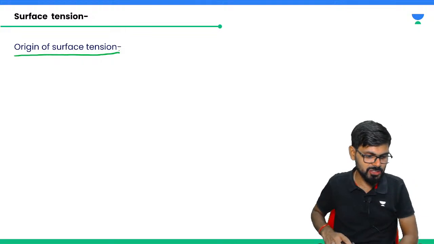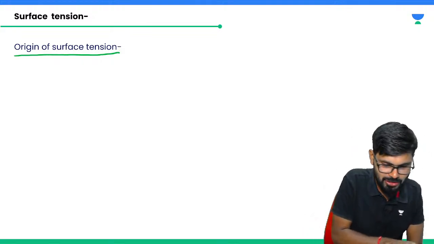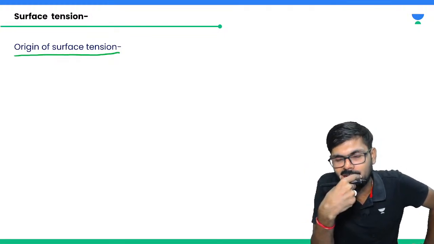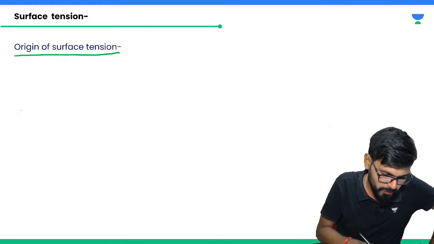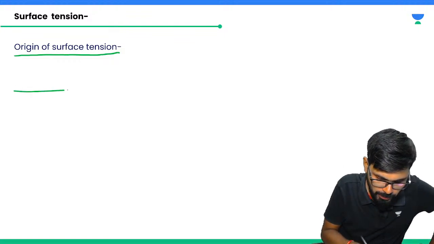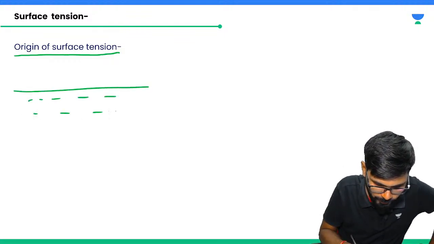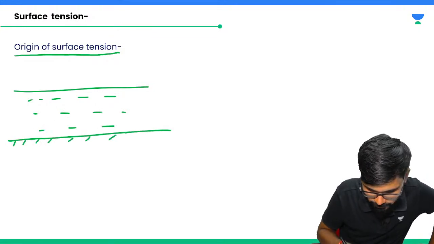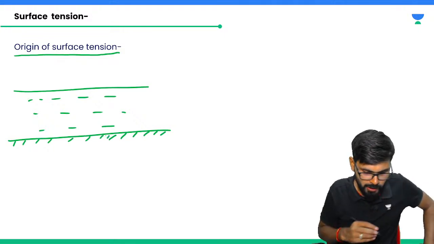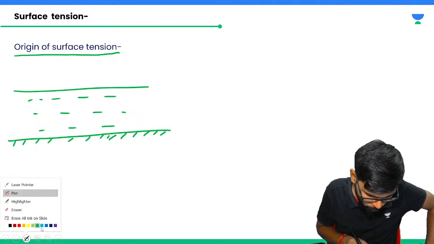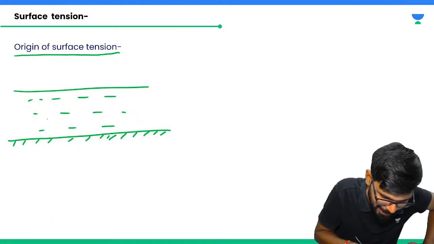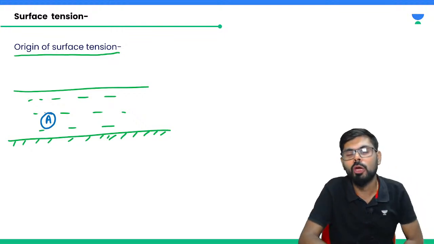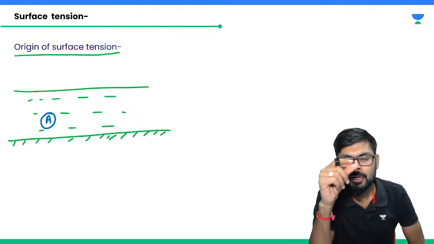Now, to understand this concept, let's understand what is the origin of surface tension. Suppose we have some liquid here, right? Please listen here carefully. Now I am going to consider one molecule at the bottom. Here I am considering one molecule A, a liquid molecule only.